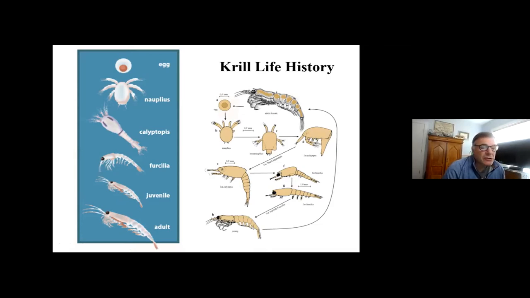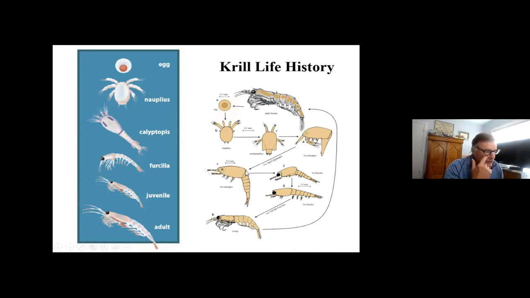It's just sexually immature, and then it will grow in size but not change in form much until it matures sexually, and then you have your adult. So the complete life history is a female will release a fertilized egg. It will hatch into a nauplius. There's a second naupliar stage known as the metanauplius, where the abdomen begins to protrude. Then you get into the calyptopis stage.